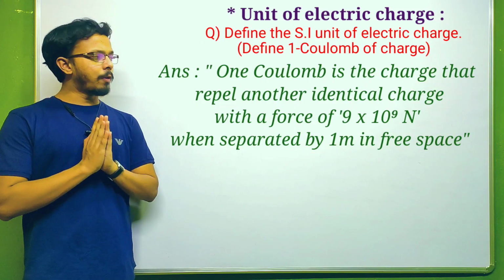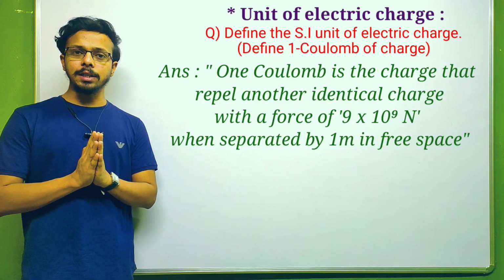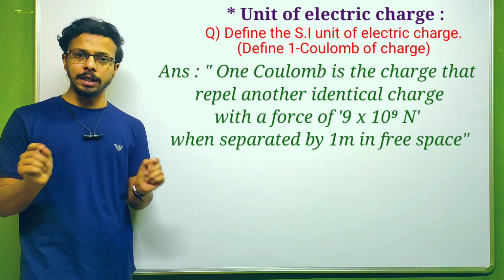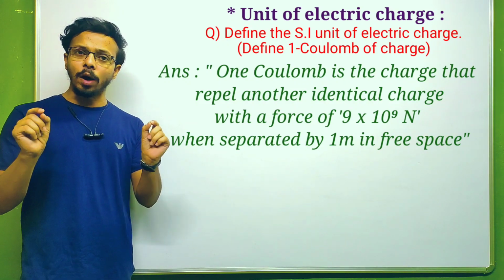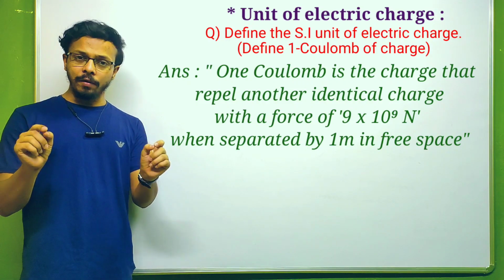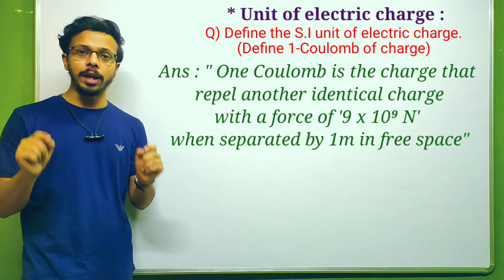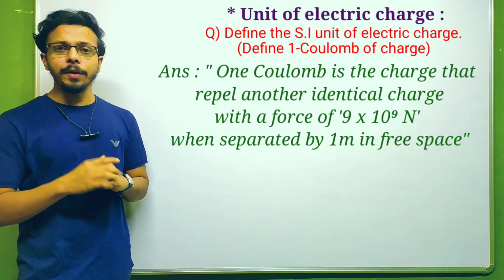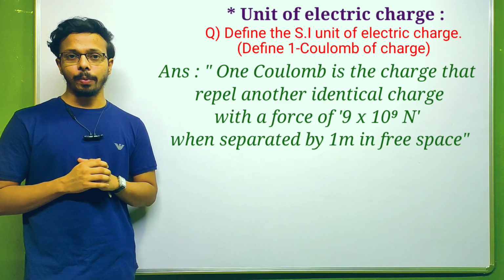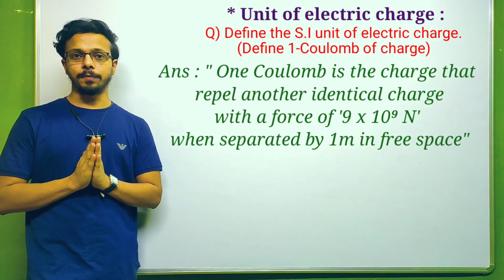So it is very clear that if two charges are separated by 1 meter in free space, and there is a force of 9 into 10 to the power 9 Newton between them, then the magnitude of each charge is said to be 1 coulomb. In this way we can define what is meant by 1 coulomb of charge.